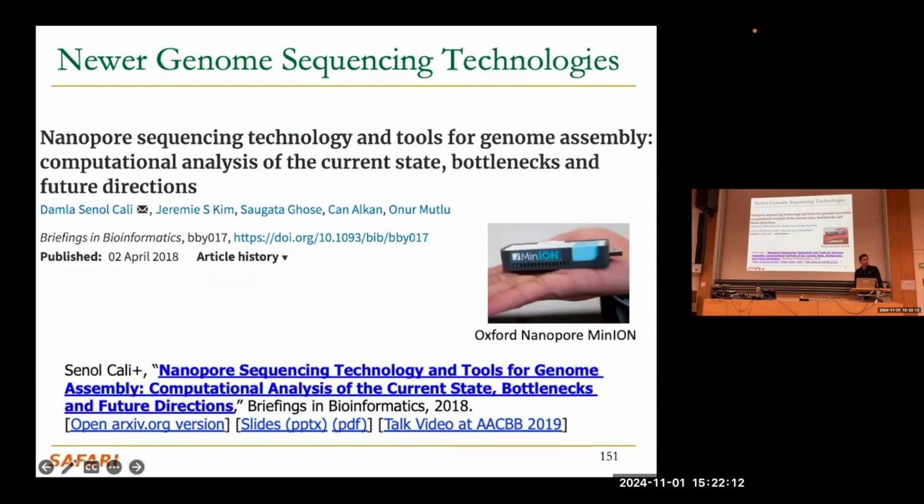So as I said, we are also looking at the newer genome sequencing technologies. For example, the Nanopore sequencing technology is a special interest for us.